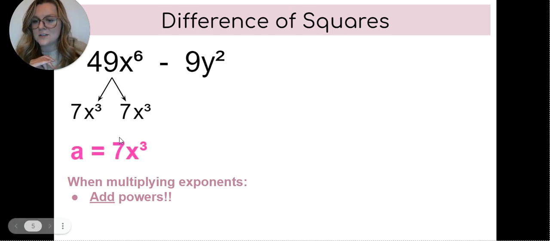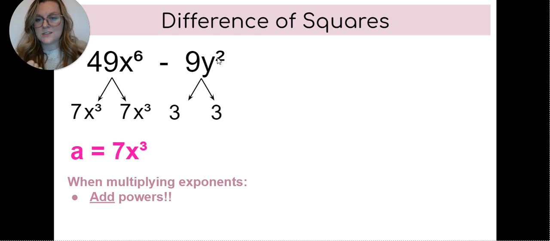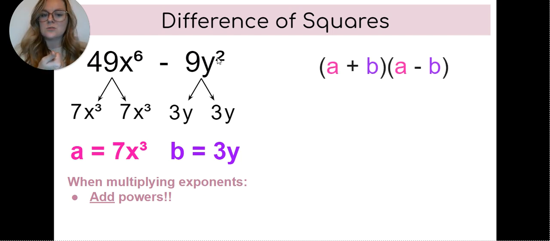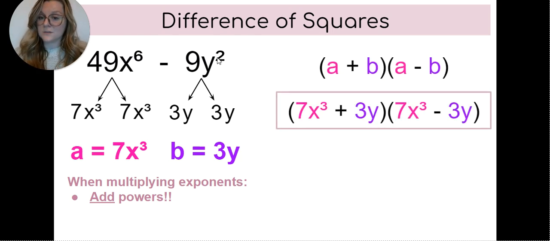Okay, cool. So I have my a term, 7x cubed. 9 is 3 times 3, and y squared is y times y. So my b value is 3y. Then I put them all together, add them together, subtract them together. So there's my final answer.